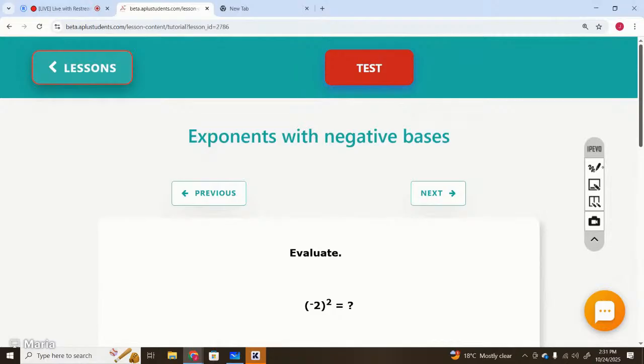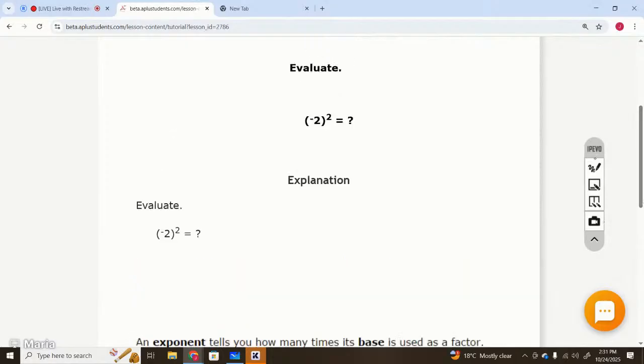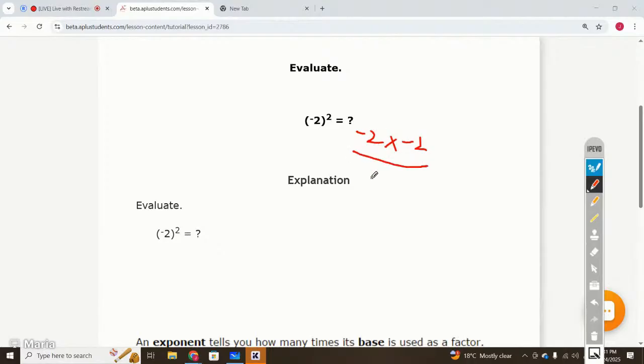Negative 2 square, right? So you can evaluate it as negative 2 times negative 2, right? Multiplying a negative number two times, the product is always positive. So that is 4. Let's just start with the test questions.